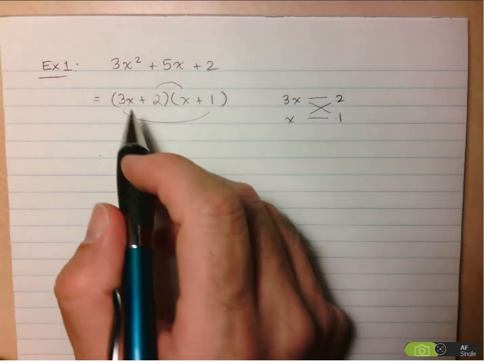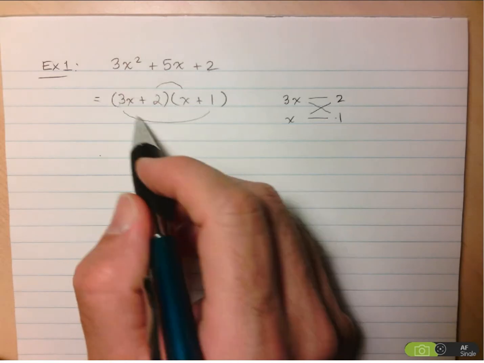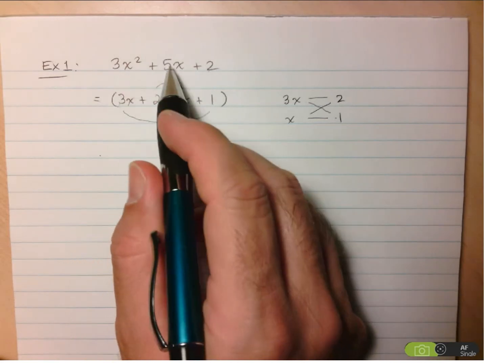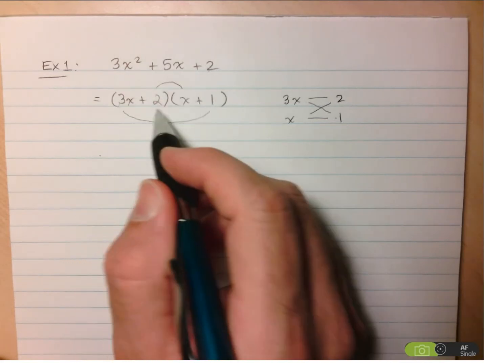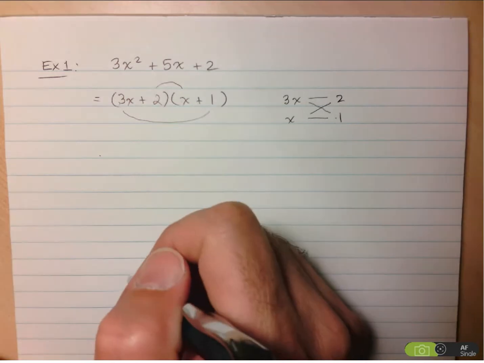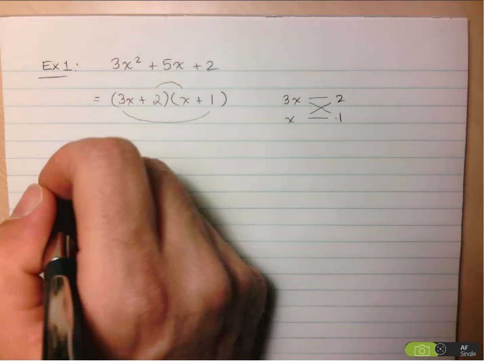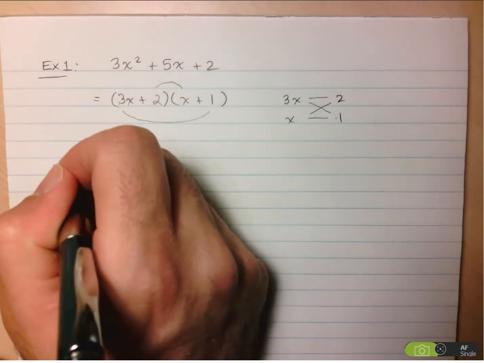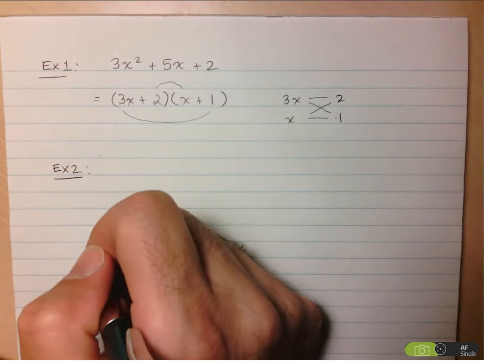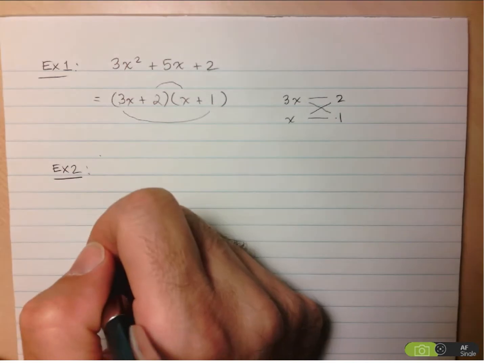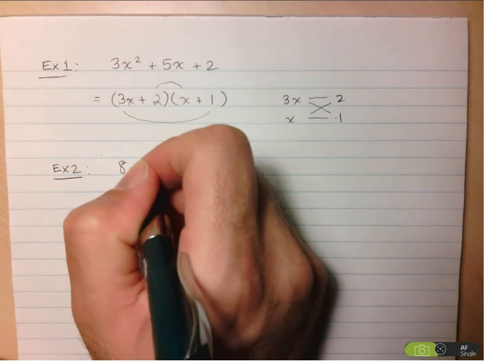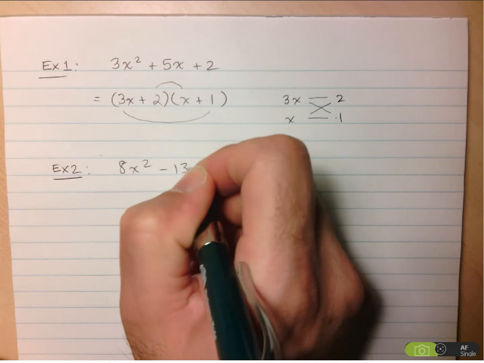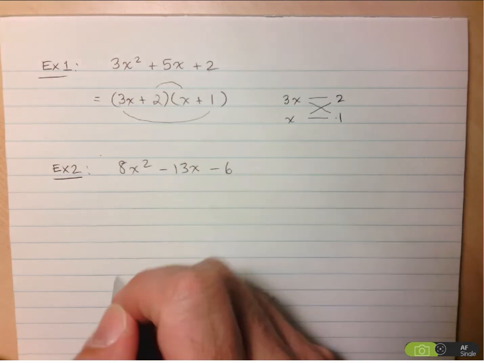Let's do a quick check. 3x squared, 3x plus 2x is 5x, and 2 times 1 is 2. Okay? Let's now take a look at an example where the coefficients aren't necessarily prime. So I'm going to take a look at 8x squared minus 13x minus 6.